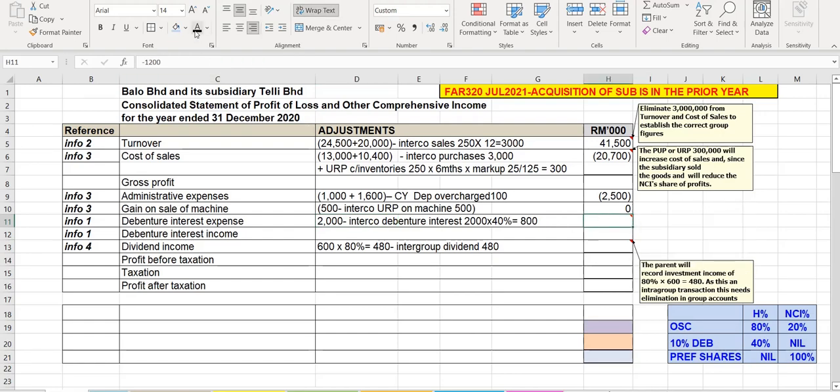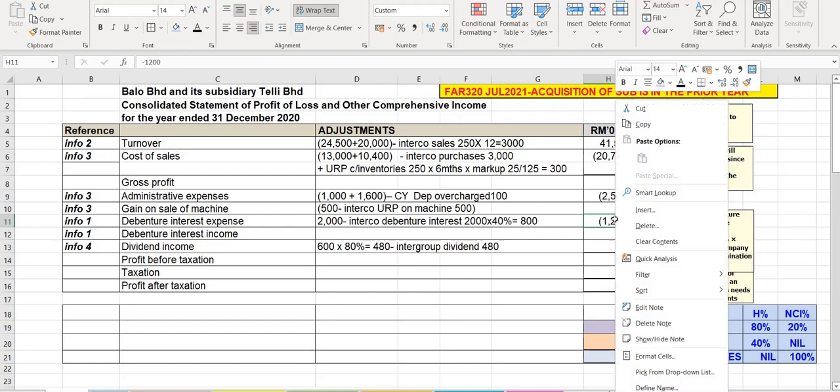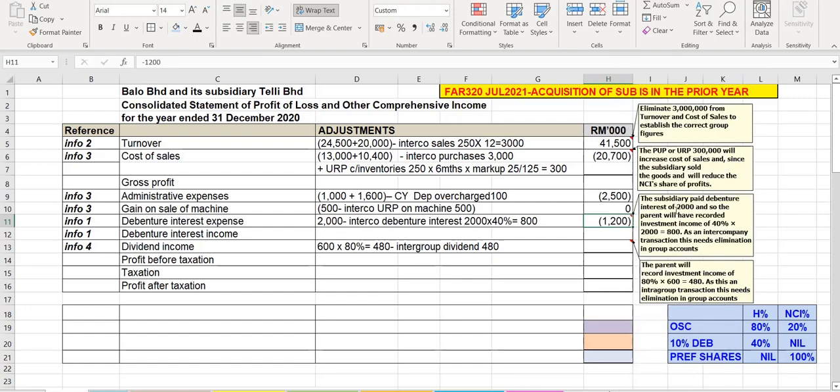So therefore, what remains in the group accounts, with the intercompany transaction eliminated, is just the debenture interest expense to other debenture holders outside the company. So basically these are debenture interest expenses that do not relate to the parent. That's the situation. The subsidiary paid debenture interest of 2,000, and so the parent will have recorded the investment income in the form of debenture interest, and that amount is 800 as I mentioned. As this is an intercompany transaction, this needs elimination again in the group account.